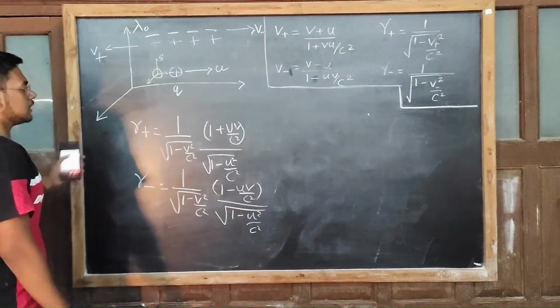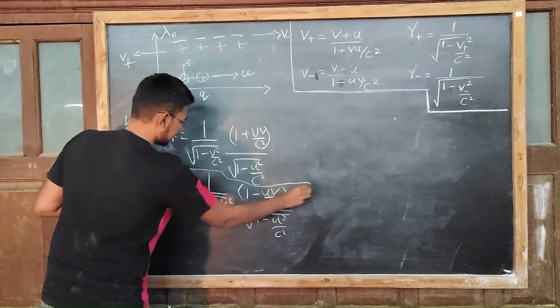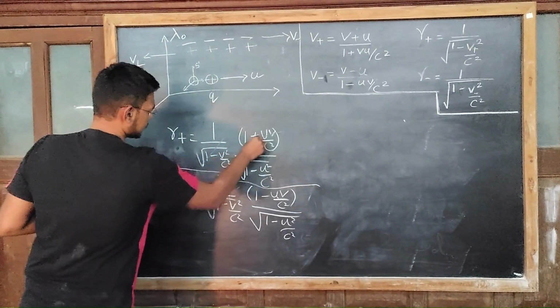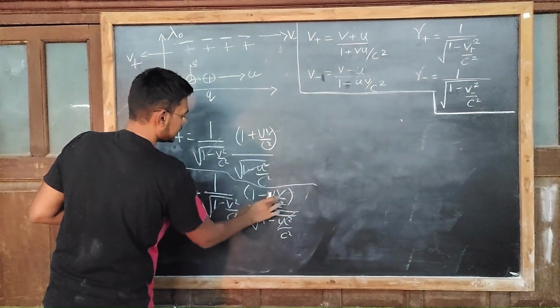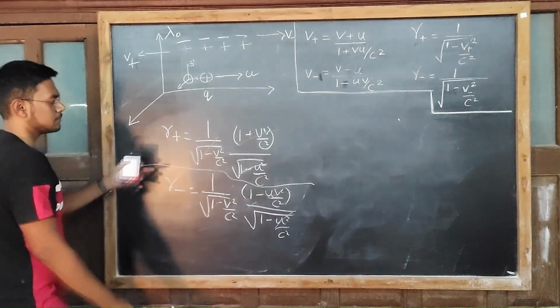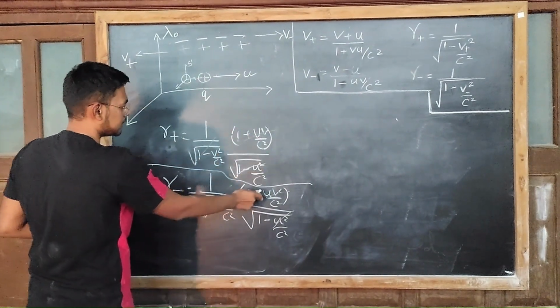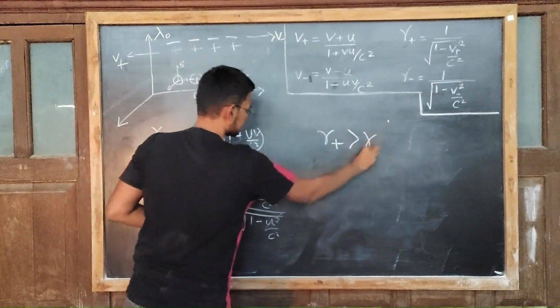So look at these two equations. You can see this is constant, this is constant, and this is constant. The only difference in these two equations is given by this numerator, and you can see this numerator is greater than this. So easily we can infer gamma plus is greater than gamma minus.